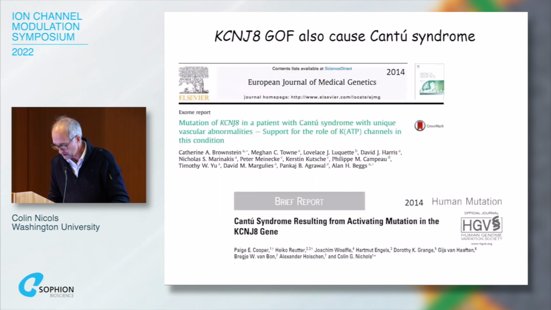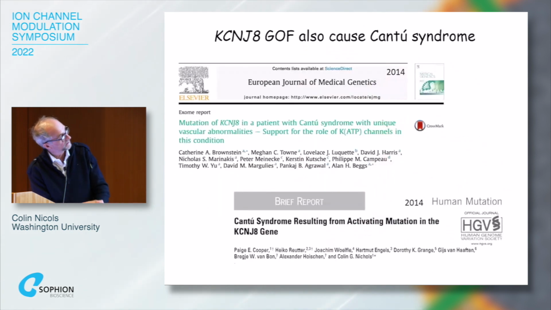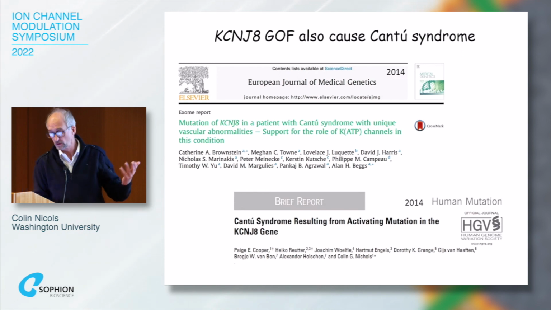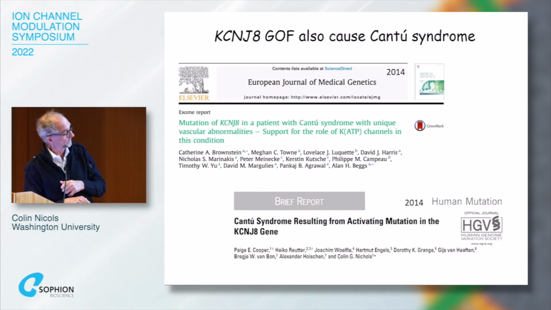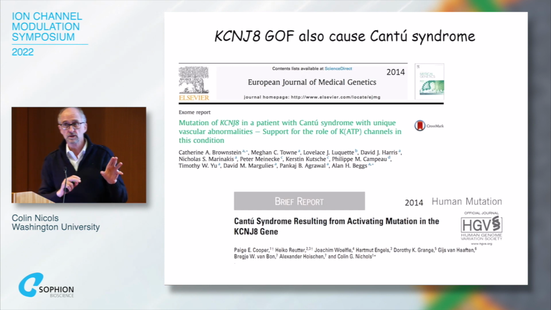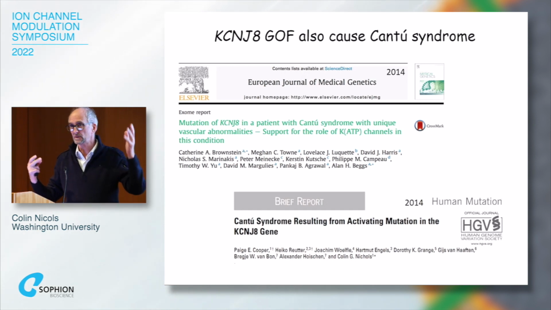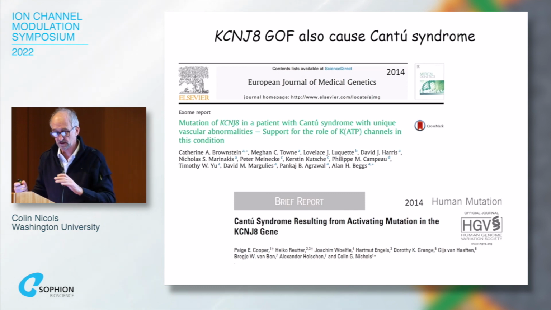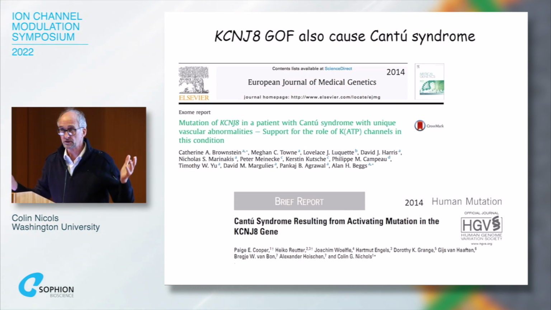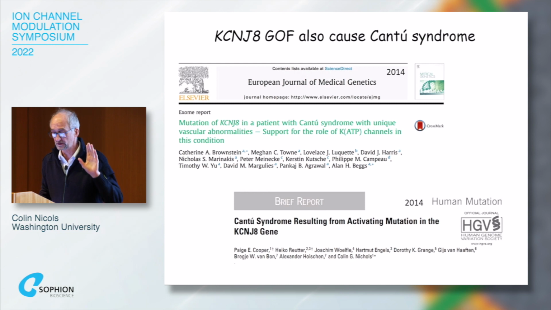And then 2 years later, we and another group identified new patients who have mutations in KCNJ8 that also cause gain of function, as we showed in this paper. And that confirmed that Cantu syndrome is caused by ABCC9, which is the major gene. That's where most of the mutations that we've identified are, and we now know well over 100 patients with mutations in ABCC9.